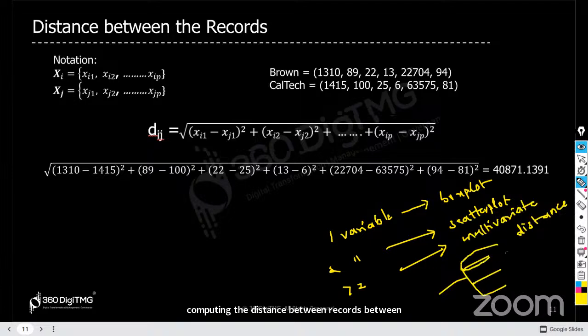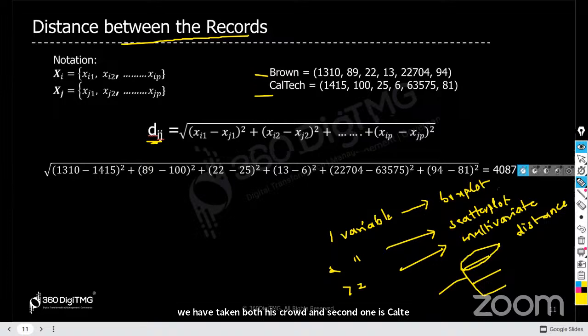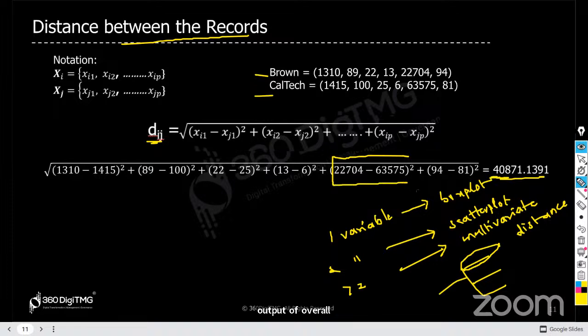First, we are discussing calculating the distance between the records. Here there are two records that we have taken: one is Brown and the second one is Caltech. I am finding the distance between the two records based on Euclidean distance. The overall distance output that I got is based on all the column values. Whichever values are very large have a huge impact on the overall distance, and whichever values are very small have less influence on the overall distance.